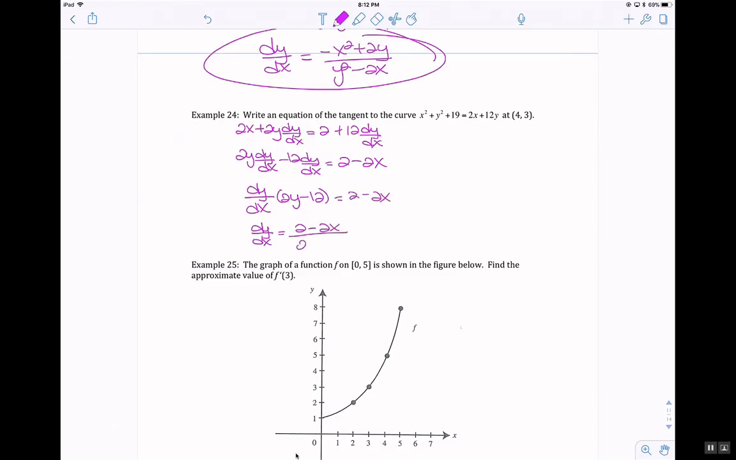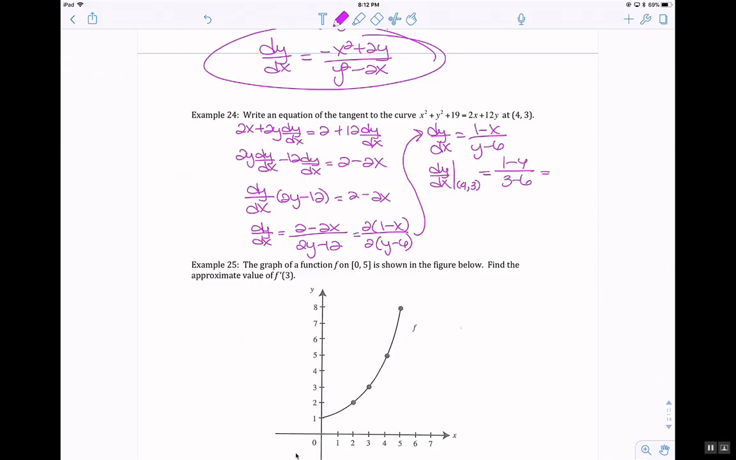dy/dx times 2y minus 12 is equal to 2 minus 2x. So dy/dx is 2 minus 2x divided by 2y minus 12. They have a common 2 in the numerator and denominator, so 1 minus x and 2 times y minus 6. So dy/dx is 1 minus x divided by y minus 6.